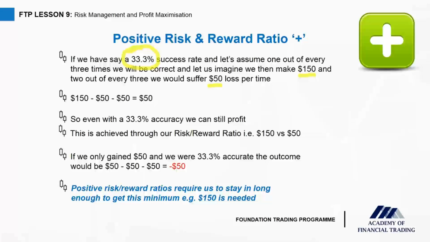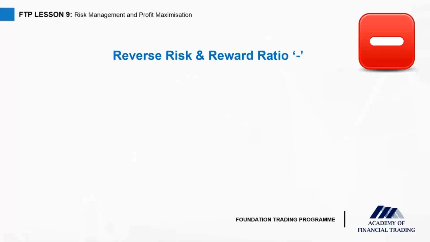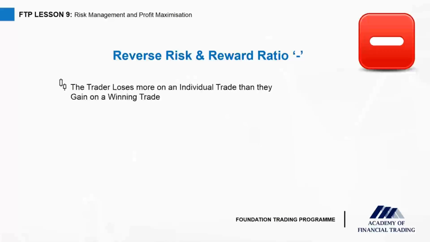So a positive risk-reward ratio allows you to profit and doesn't require you to be more than 50% accurate, and it's a more logical approach for us all. So let's talk about a negative risk-reward ratio. A negative risk-reward ratio is when you, as a trader, consciously decide that when you get it wrong, you want to lose more than when you get it right.